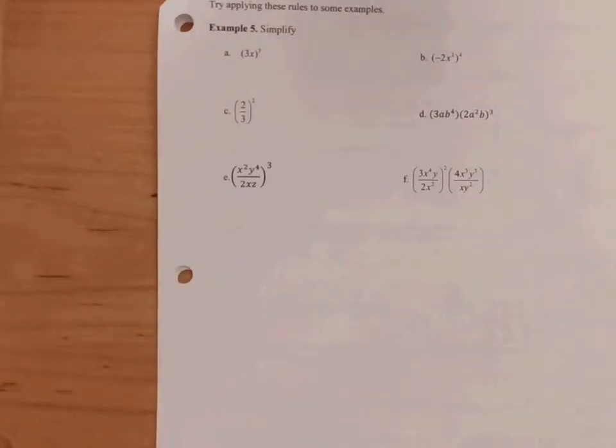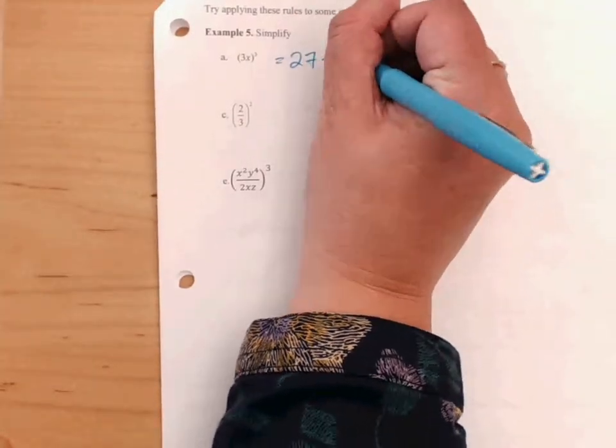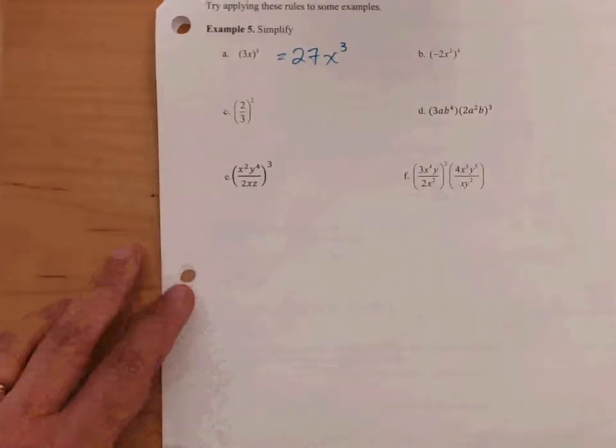So go ahead and try those, and then we're going to go over them right now. So does anyone want to tell me what the answer is to the first one, 5A? Yes, 27x cubed. Good.